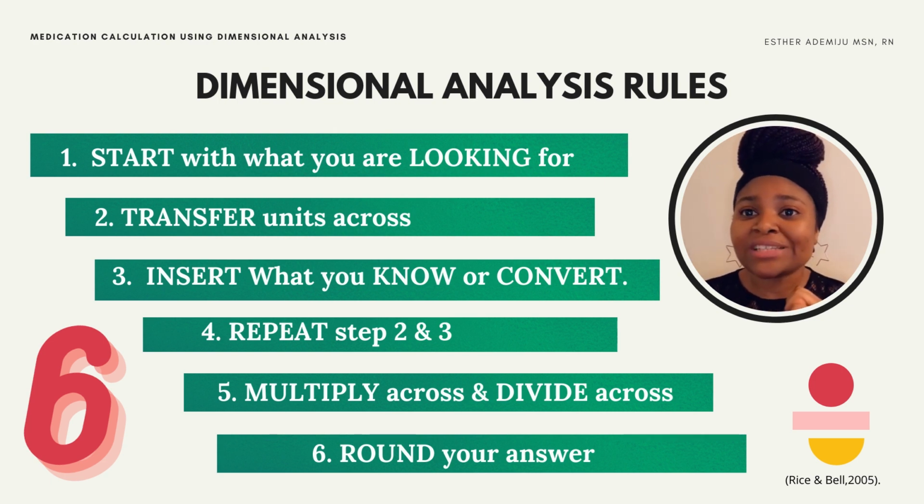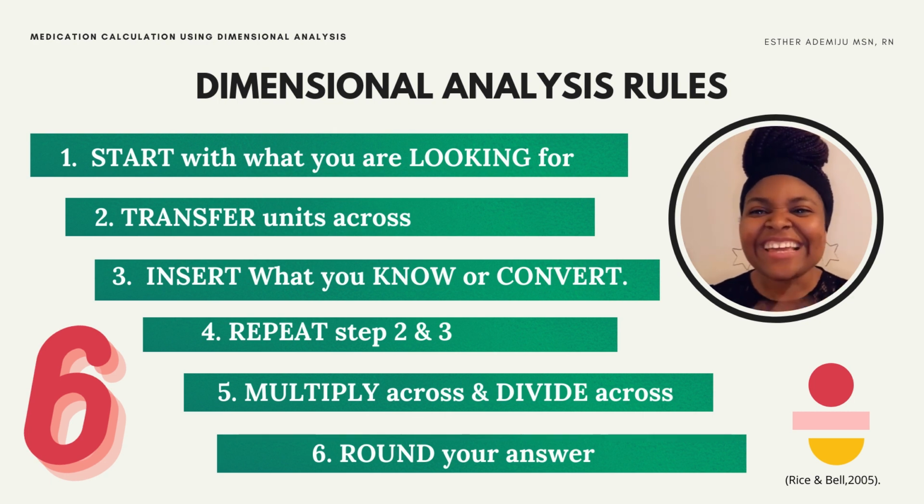Second, you need to transfer units across. You're going to have a lot of units. You're going to have milliliters, micrograms. You're going to have to transfer all of that. And this will make more sense as we do some examples. 3, you need to insert what you know. If you don't know it, you have to convert. That's why we talked about conversion. 4, repeat steps 2 and 3. 5, multiply across and divide. And finally, round your answers and submit. You're good. All right, so let's dive right into looking at some examples.